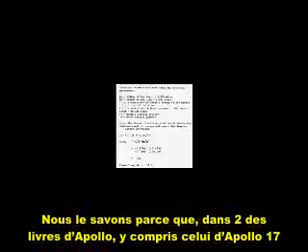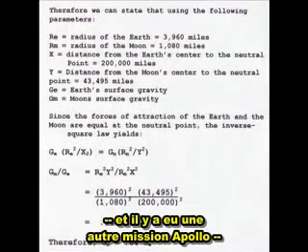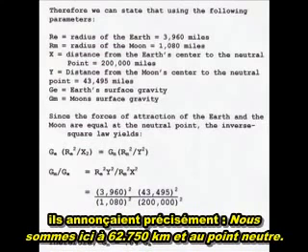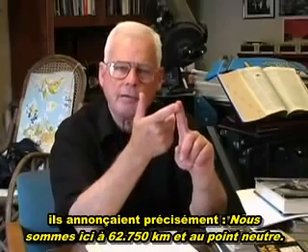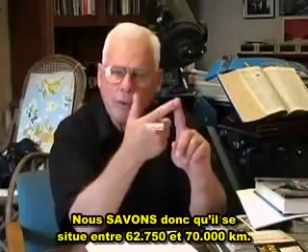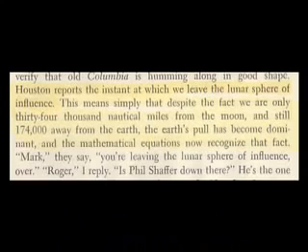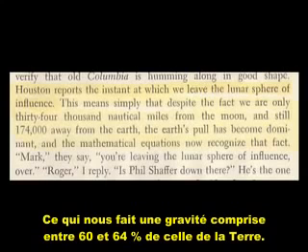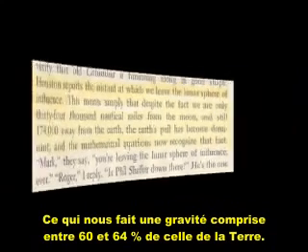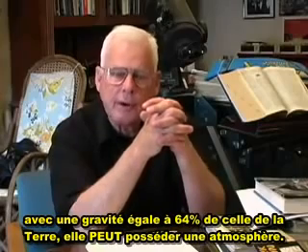We know that because in 2 of the books of Apollo, including Apollo 17, and there was another Apollo mission, they specifically said, here we are at 39,000 miles and at the neutral point. So we know that it's between 39 and 43,000 miles, and either one of those would work out to be about 60 to 64% gravity of Earth. So, having 64% of Earth's gravity, it can hold an atmosphere.